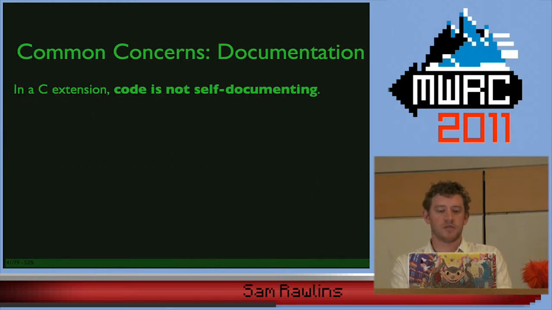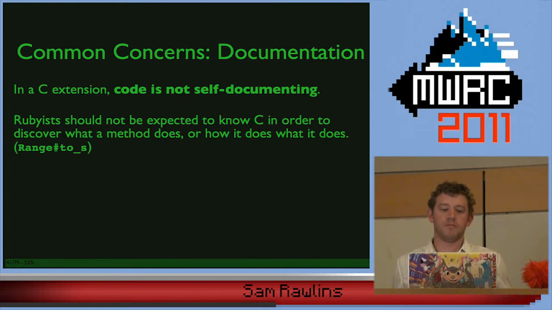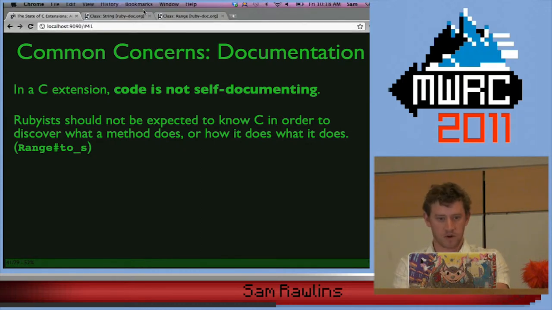Another common concern is documentation. Code is not self-documenting. Any Rubyist should not be expected to know C, in my opinion. So they should not be expected to be able to read C in order to discover what a method does.